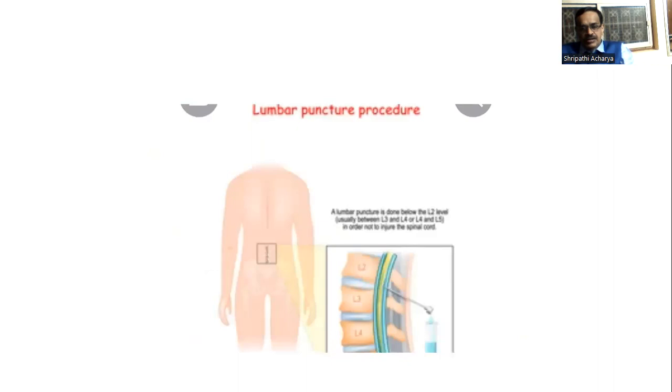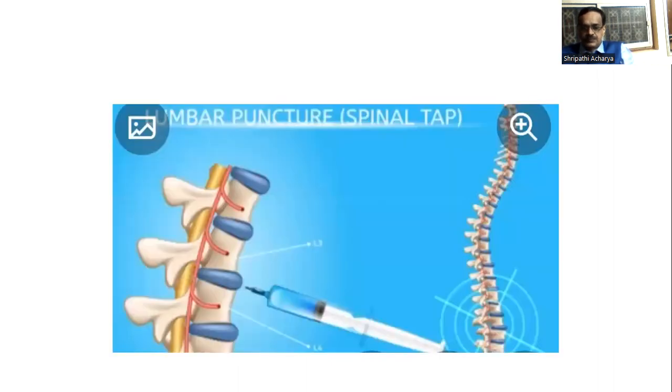So you see the area of L2 L3 over this space, the needle finally is passed and the cerebrospinal fluid is tapped, taken out. It is stored in a sterile vial, sent to the laboratory for routine and microscopic evaluation. Depending upon the protein content, chloride content, sugar content, and the cells, we can identify whether the cause is viral meningitis, bacterial meningitis, or tubercular meningitis.